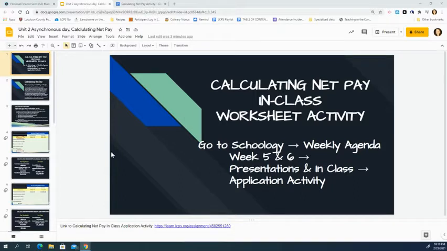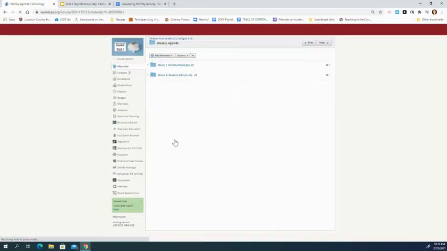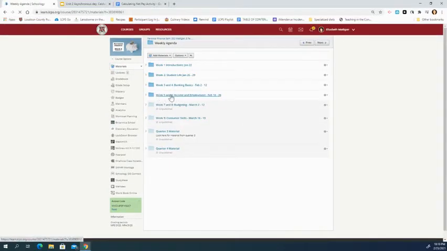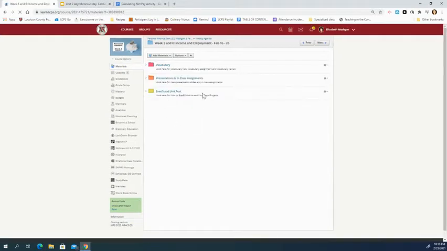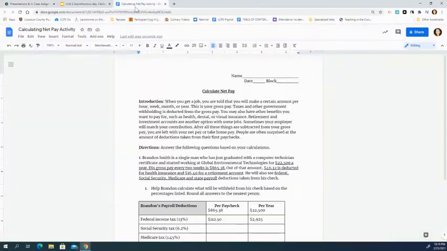First of all, I want to show you where the activity is. You're going to go to Schoology and then the weekly agenda. We're in weeks 5 and 6, income and employment. Then click on the orange folder, presentations and in-class assignments. And it's right here with calculating net pay. It's going to look like this.